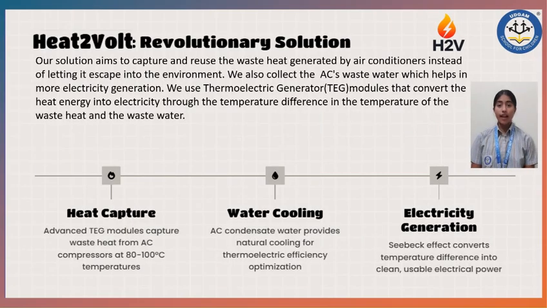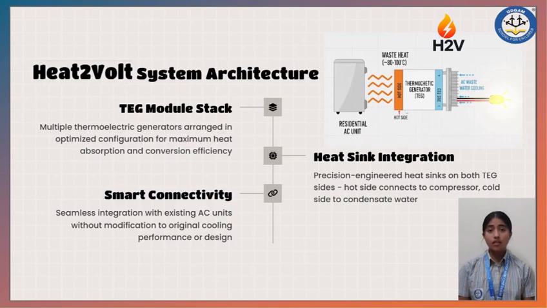The solution: air conditioners release a huge amount of heat outside and nobody uses it. Instead of letting that heat disappear into the air, we capture it, and at the same time we use the AC's wastewater to cool the other side. And this temperature difference is our power source. To do this, we use thermoelectric generator modules, also known as Peltier modules. One side of the TEG touches the hot compressor and the other side is cooled using the AC's wastewater. The difference in temperature is what generates electricity.